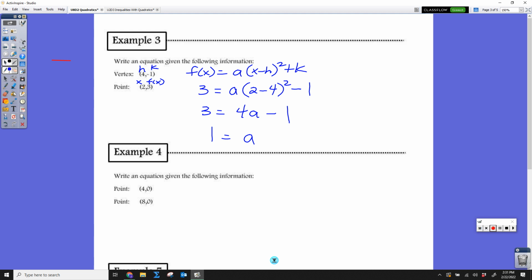So basically what we have here, this says now to write an equation, we would say f of x equals 1, which we don't have to write, but I'm going to right now just because it's not always going to be a 1, obviously. And it would be x minus 4 squared minus 1. So there's our equation. All right, any questions?